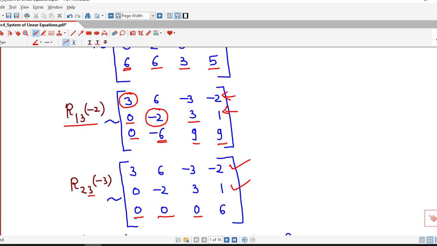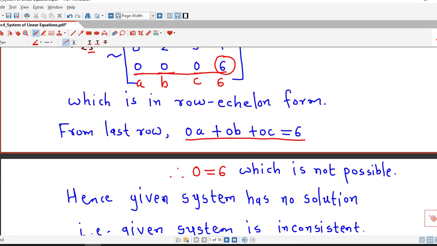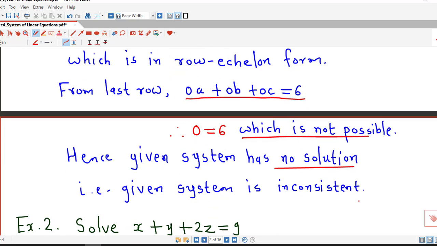And we can observe that the last row is in this form: the last entry is non-zero and all the other entries are 0. So this system has no solution. From the last row we can write 0 into A plus 0 into B plus 0 into C equal to 6. So therefore 0 equal to 6, which is not possible. So therefore the given system has no solution, or the given system is inconsistent.